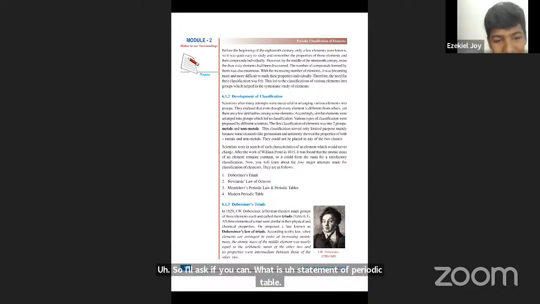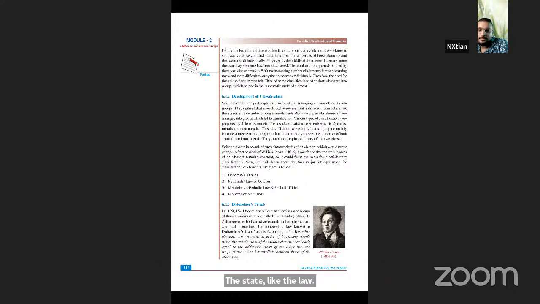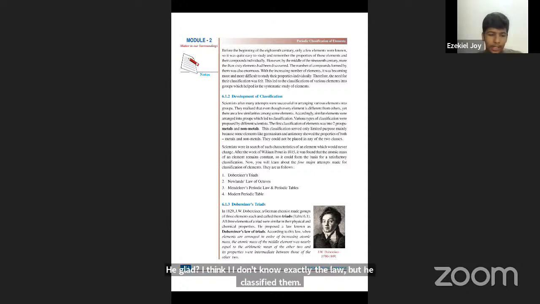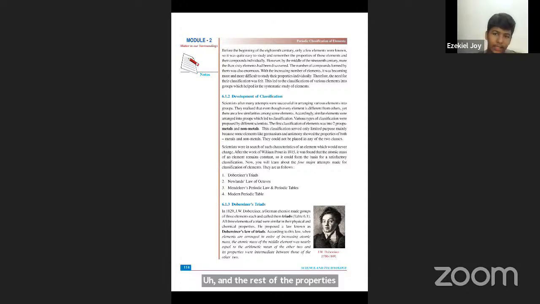The statement, like the law. He stated that I think all... I don't know exactly the law, but he classified them on the basis of their properties and atomic mass, and he placed elements with similar properties. Good acting.